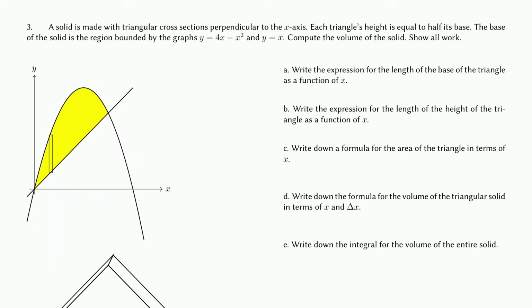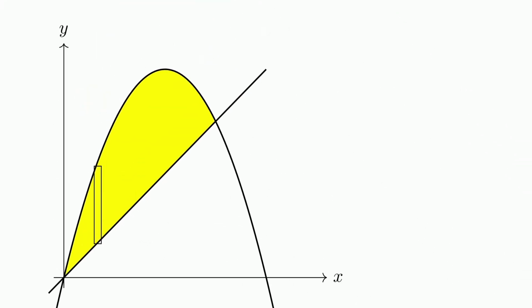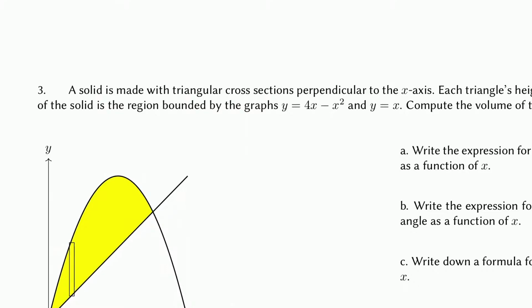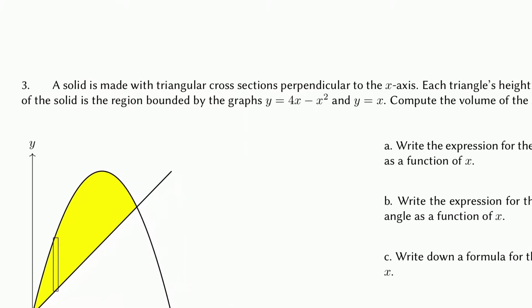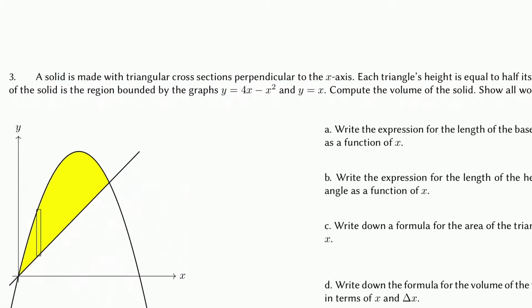So we have a solid with a triangular cross section. That means that each of the cross sections, if you imagine looking down on this, and turning your head to the side and rotating, you'll see this giant triangle down there. So you have these triangular cross sections, and they're perpendicular to the x-axis, with the base of one of those triangles on the axis. Each triangle's height is half of its base, and the base of the solid is this yellow region bounded by these two graphs, which we're going to deal with in just a minute.